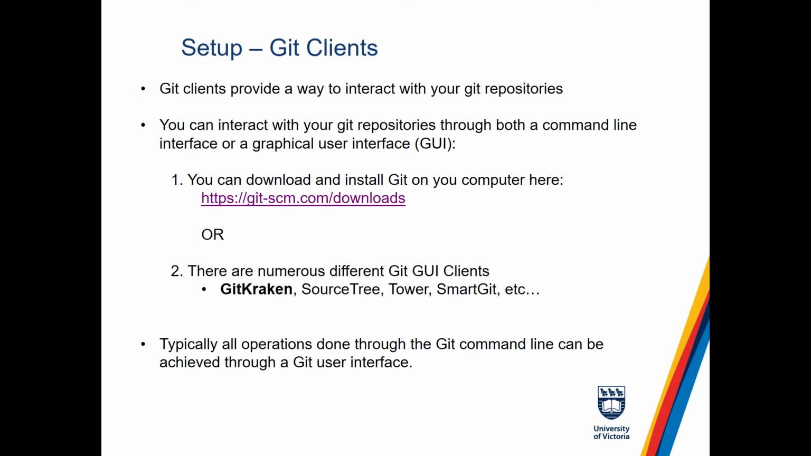So in order to actually use Git on your computer, now that you have a remote repository set up for your Git, you want to be able to interact with Git itself and create these snapshots. To do that, you need a Git client. There are two ways to do this: through the command line or through a graphical user interface, or GUI.